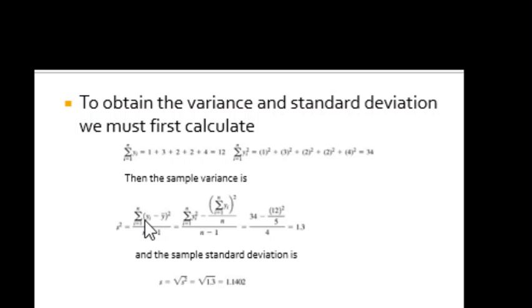You could use this formula also. You can start by calculating the mean of the observations, and from each observation, subtract the mean, square it, and then add them. Either way, it should give you the same number. The standard deviation will be the square root of 1.3, which is 1.14 in this case.